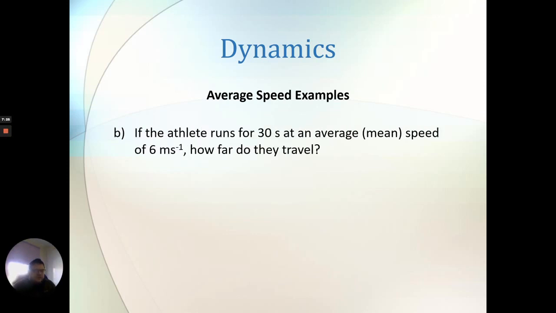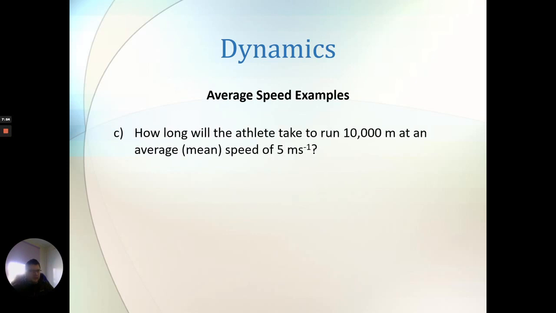Okay, so if the athlete runs for 30 seconds at an average speed of 6 metres per second, how far do they travel? Well, this time it's actually a bit simpler because we've got d equals vt. We're actually trying to find the distance. So it's just distance is equal to 6 times 30, which is equal to 180 metres. Then for part C, how long will the athlete take to run 10,000 metres at an average speed of 5 metres per second? Well, again, we've got our d equals vt, we've got our 10,000 equals 5 times t, and we rearrange through, we end up getting 2,000 seconds.